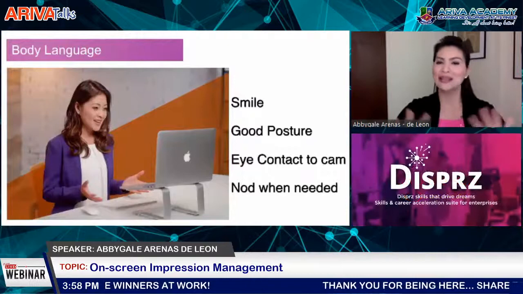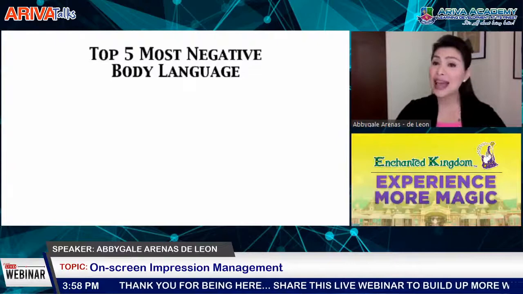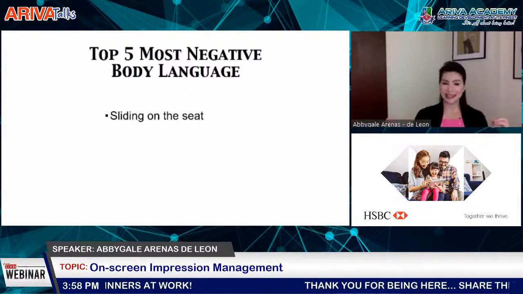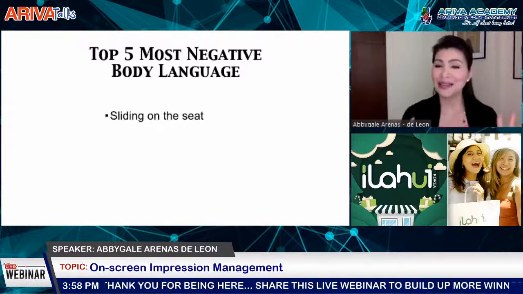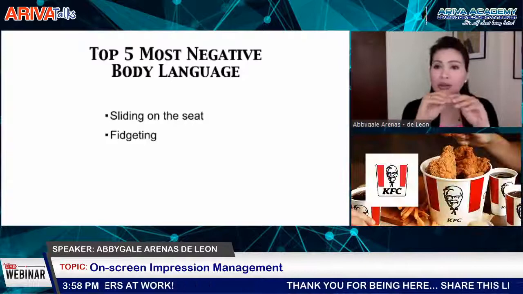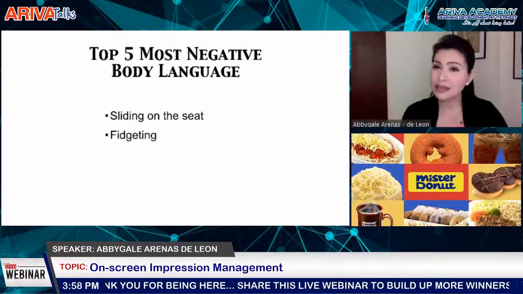Look at this. The top five most negative body language. These are the things not to do. Sliding on the seat. Sometimes the meeting is long, so you lean back. Look what happened: I got smaller, farther away, and look uninterested. So, we do not want to slide on the seat. Now, fidgeting. As you notice on the set, this is the same as off-screen. Even in a boardroom, in a meeting, you do not slide back like that. We do not fidget, meaning fiddling with things, like moving a ballpen around. That's fidgeting, and fidgeting is not going to add to our professional image.